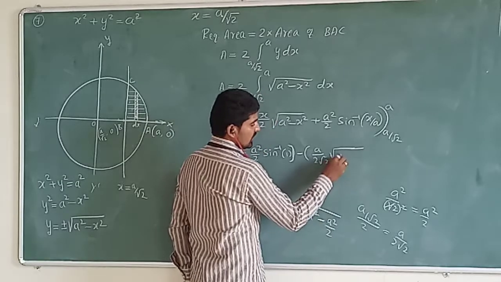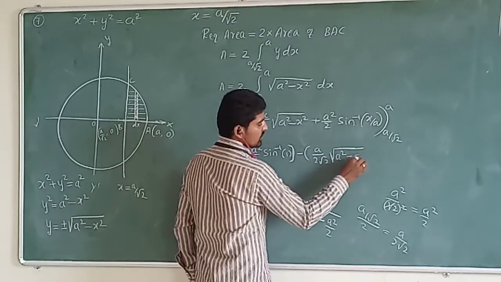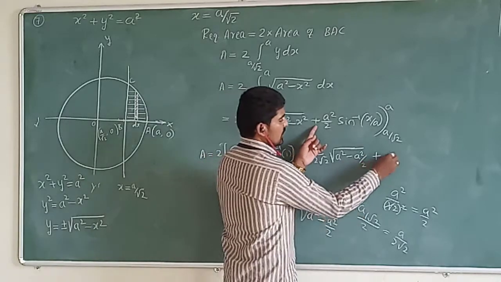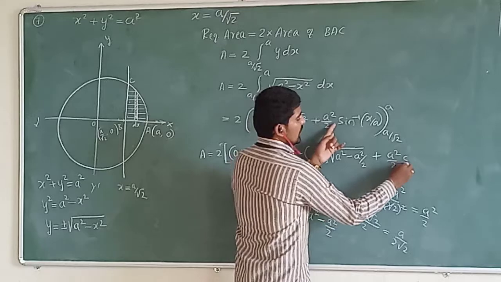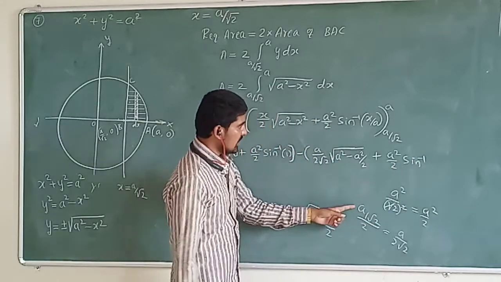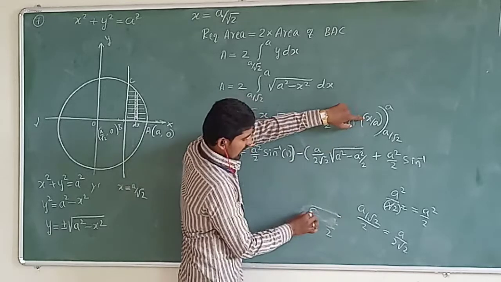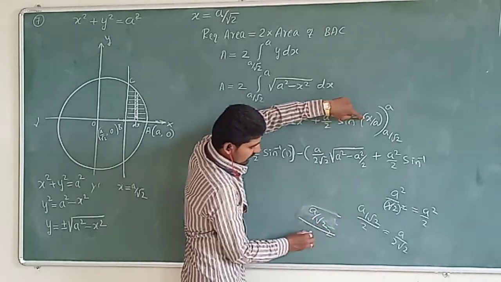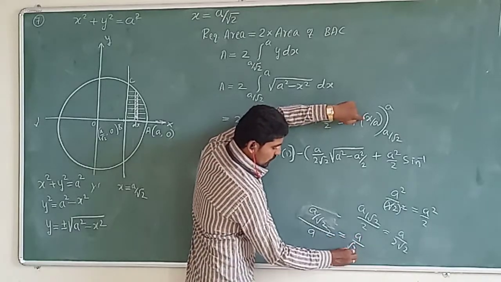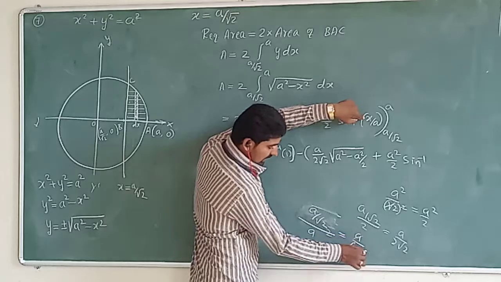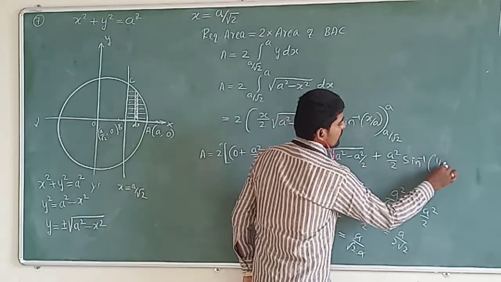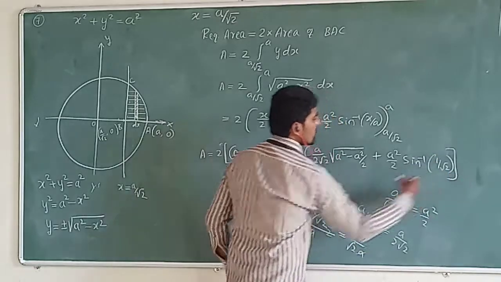So a square minus a square by 2, plus a square by 2 into sin inverse of x by a. What is the value of x? x is a by root 2. So a divided by root 2 divided by what? a, which is equal to what? a divided by root 2 into a. Again a and a get cancelled, which is equal to 1 by root 2. So sin inverse of 1 by root 2. I hope all of you understand.